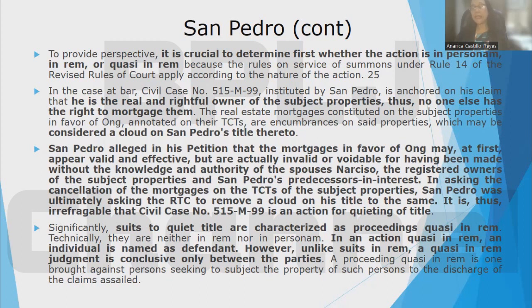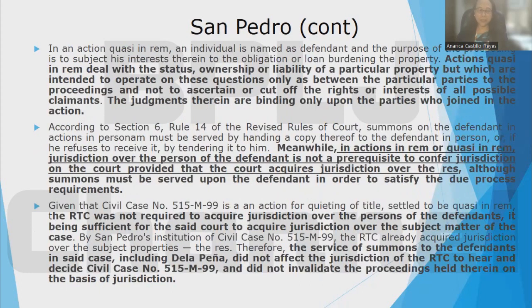Suits to quiet title are proceedings quasi in rem. In an action quasi in rem, an individual is named as defendant. However, unlike suits in rem, a quasi in rem judgment is conclusive only between the parties. Actions quasi in rem deal with the status, ownership, or liability of a particular property, but which are intended to operate on these questions only between the particular parties, and not to ascertain or cut off the rights or interests of all the other possible claimants.